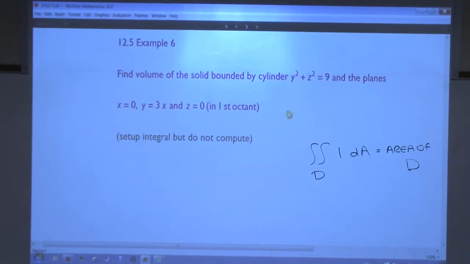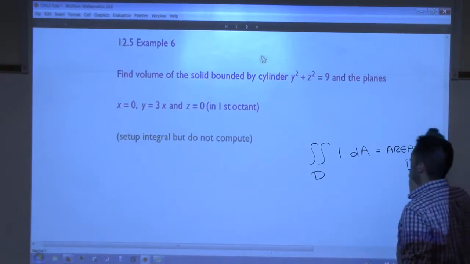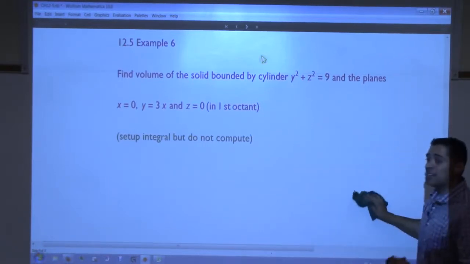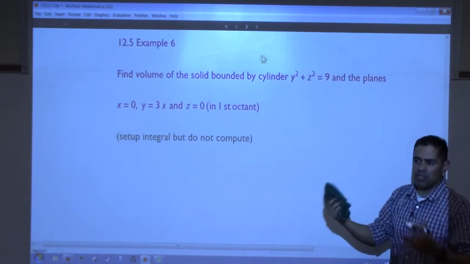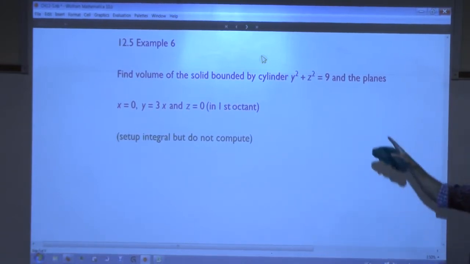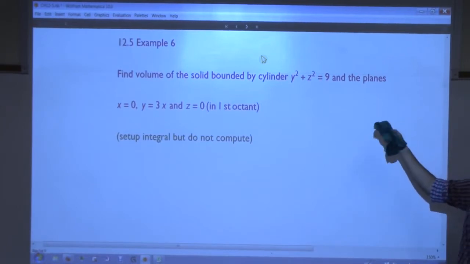Didn't we just do that problem? Oh, no, we didn't. Sorry, we did not do that problem. That problem is the exact same region, right? That's the exact same E that we just had. But there's not a function that we're integrating, right? It's saying find the volume of that, right?